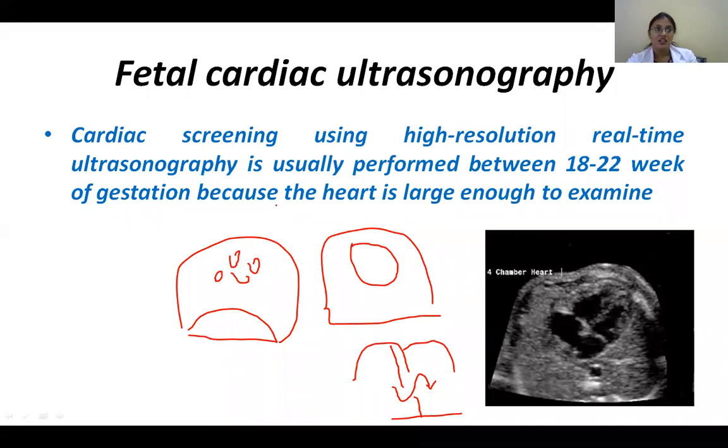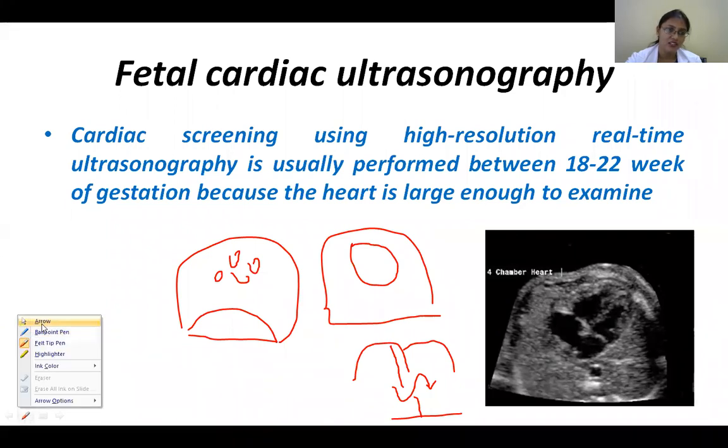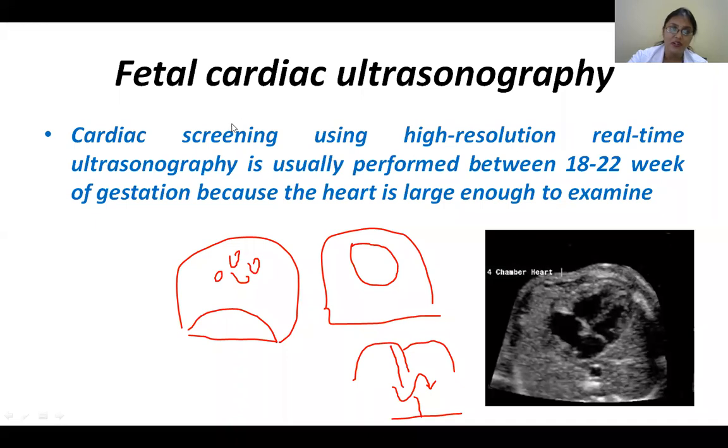Supposing you take the mother's history and you suspect that the heart of the fetus could be affected, we ask the mother to get a fetal cardiac ultrasound done. So the cardiac screening uses high resolution real time imaging, and these are terms you don't need to remember. Just remember that a screening is done to check for heart diseases. And usually we perform this between the 18th to 22nd week of gestation, because that is when you can visualize the heart. It's big enough to look at the chambers and all.